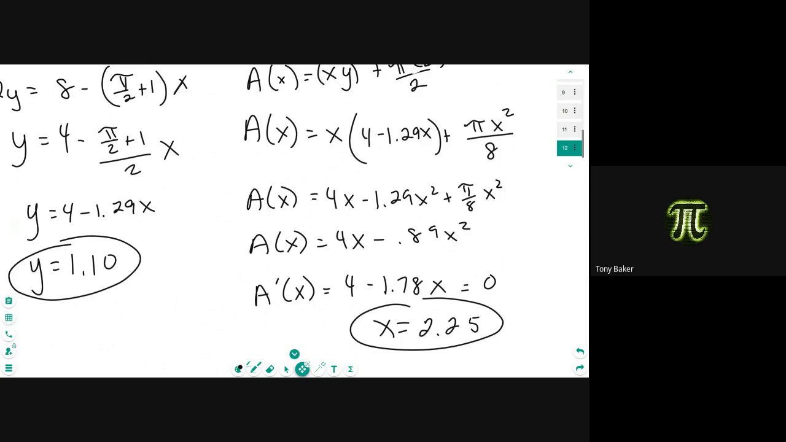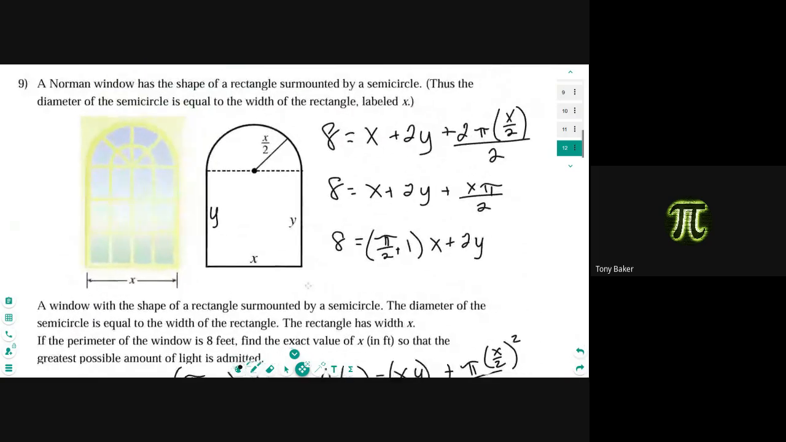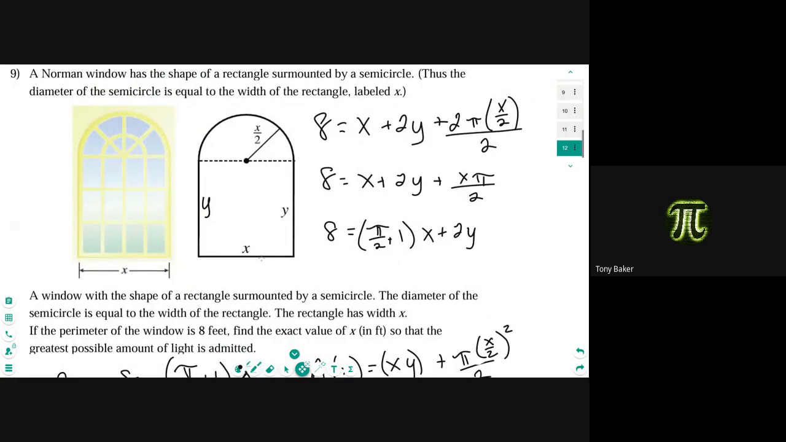If you did it exactly without actually rounding or anything else, the y comes out to be exactly half of what x is. If we didn't estimate any of the values at all, it would have been exactly 1/2. And if you think about it, if y is exactly 1/2 of x, what's the actual height of the window? The height of the window is exactly x, because that's half of x and that's half of x, which is just like a square, which would be optimizing your area.